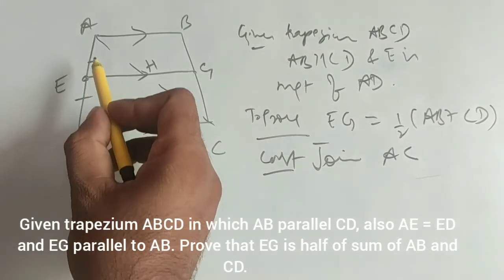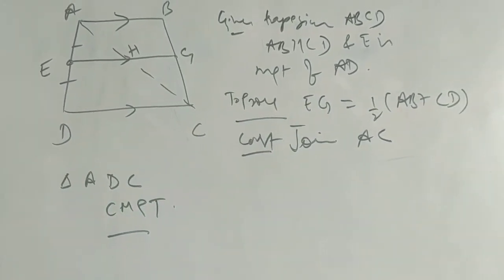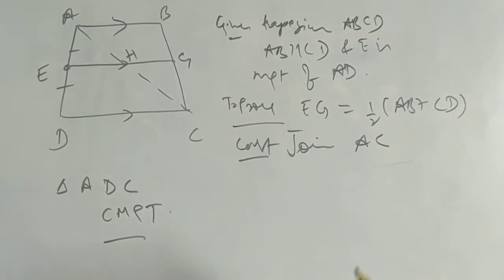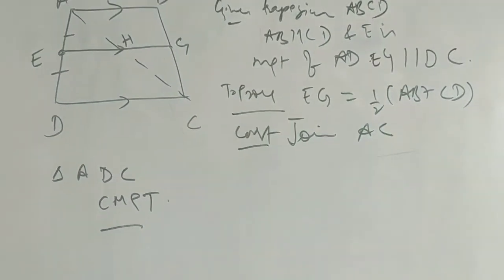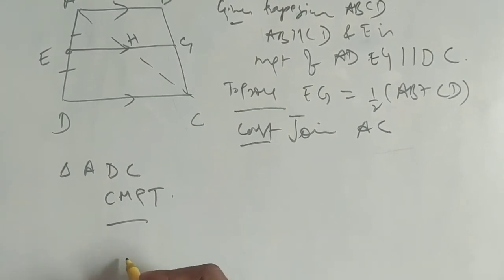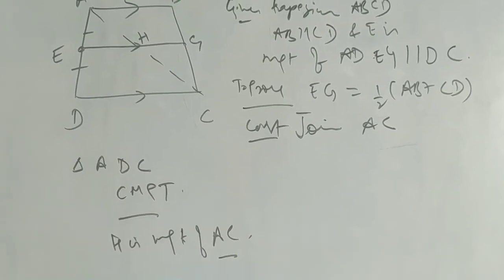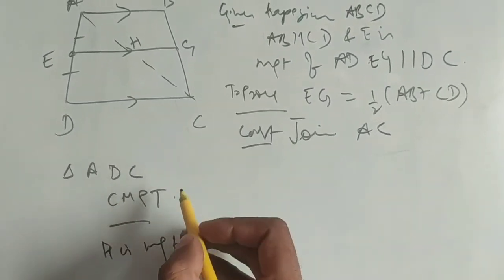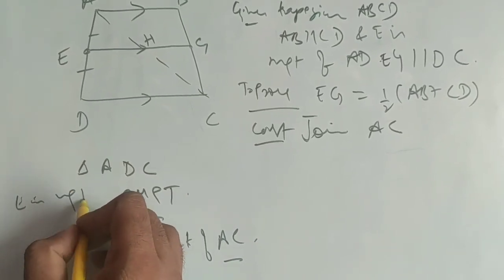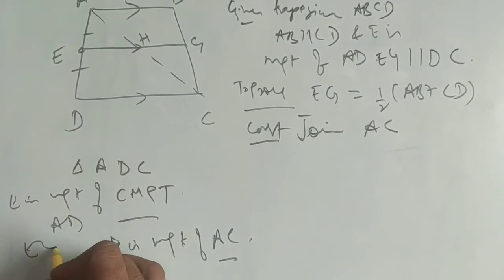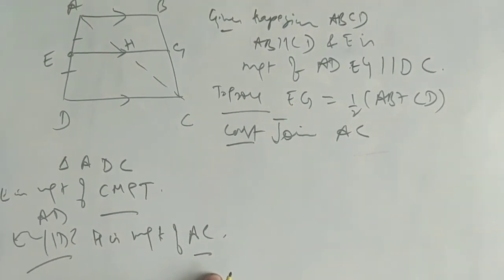How? Because E is the midpoint of AD and this line is parallel to this line. This is also given that EG is parallel to DC. So in the given part EG is parallel to DC. So by converse of midpoint theorem we can say that H is the midpoint of AC. You have to write down all the conditions why you have applied converse of midpoint theorem, like E is midpoint of AD and EG parallel DC. So by converse of midpoint theorem, H is the midpoint of AC.